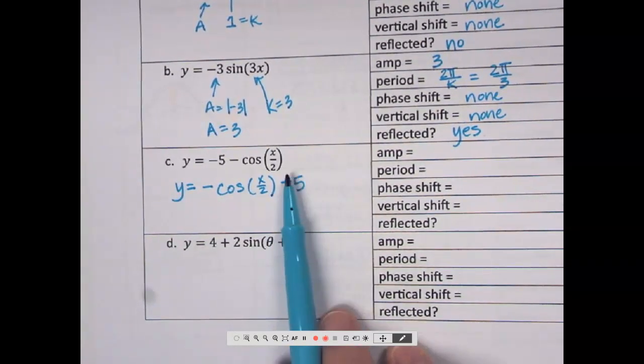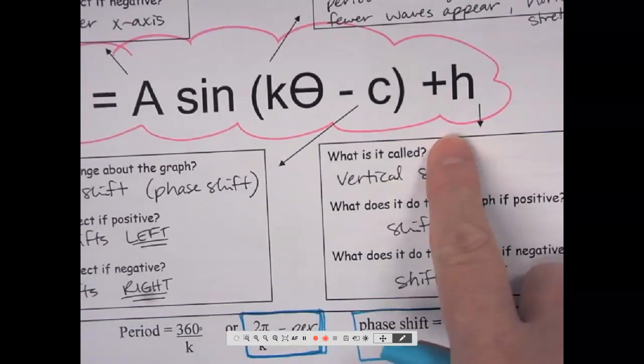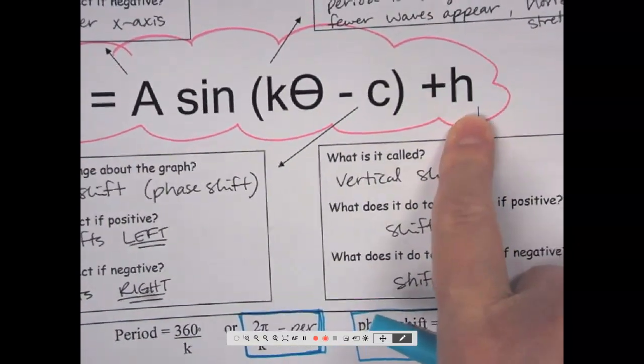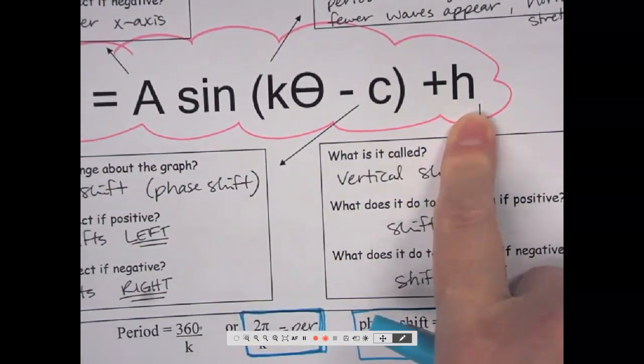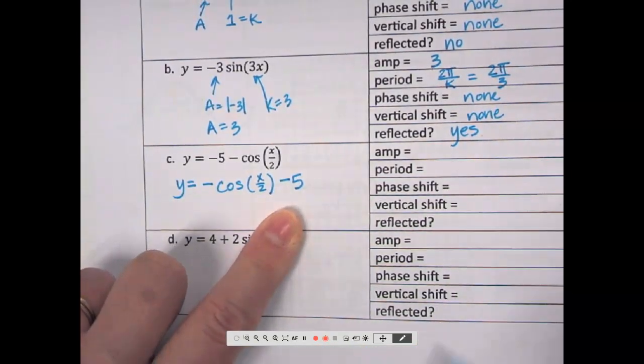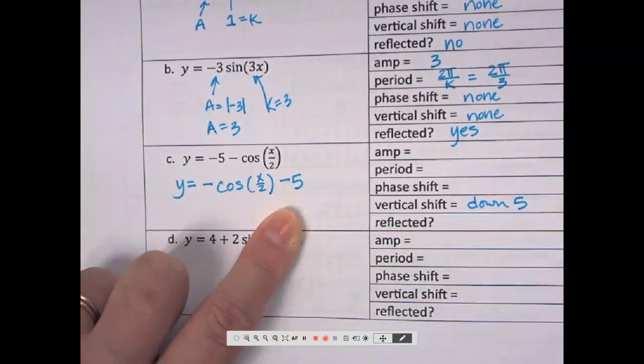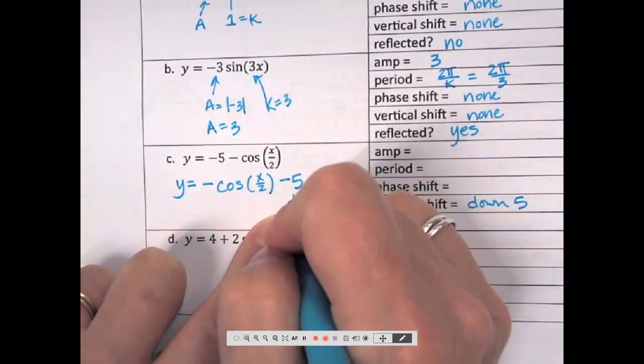I like it that way because that lets me see, oh, that -5 is actually going to be a what? Vertical shift. Yeah, this number out here by itself, that's your up and down shift. So that -5, by moving it to the end, it just helps me to see that there will be a down 5 vertical shift. So this is the H value.